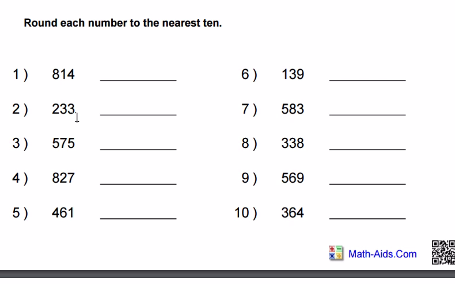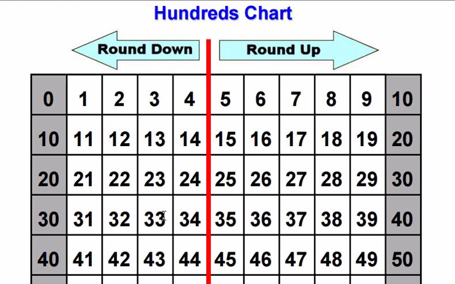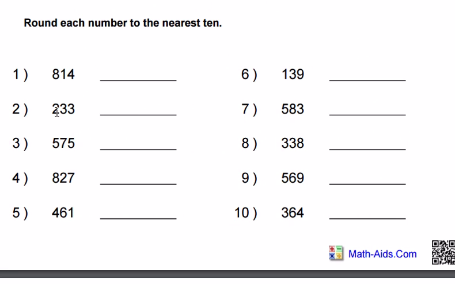So now we have 233. We're just going to pay attention to these numbers. We're not going to allow the 2 to scare us. So we're going to look at our chart for 3, or in this case, for 33. 33 is in the range for us to round down to 30. So the number will be 230 rounded.